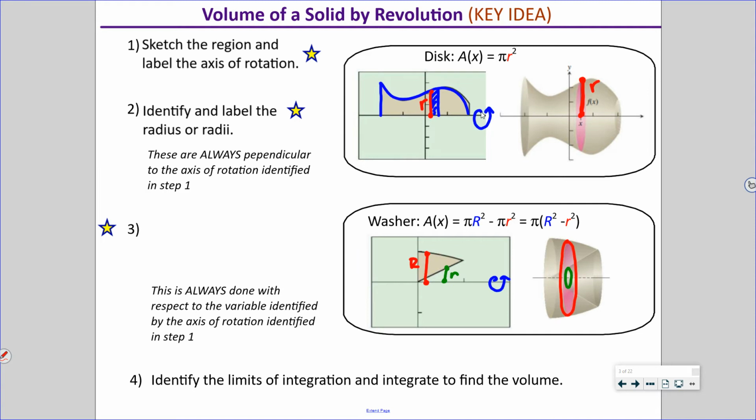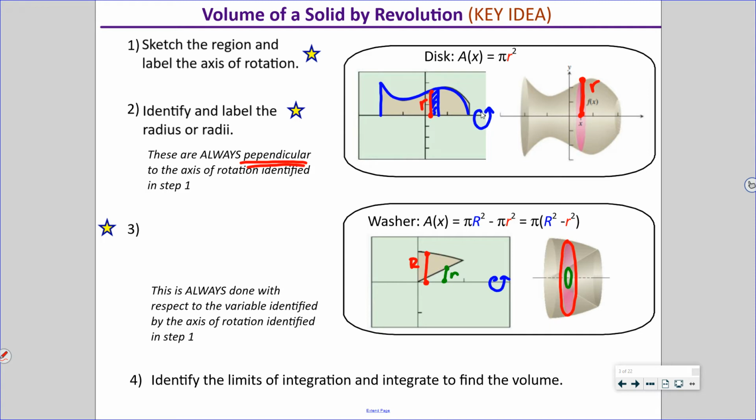Okay. This is the key point that I put in your notes. Your radii should always be perpendicular to whatever axis you're rotating it around. Okay. And that will also help you identify if you're going to do it with respect to x or with respect to y. All right, so if you have, for example, the x-axis, a horizontal line that you're rotating around, your radii should be vertical. Okay. If we're going to rotate it around the y-axis, then our radii should be horizontal.